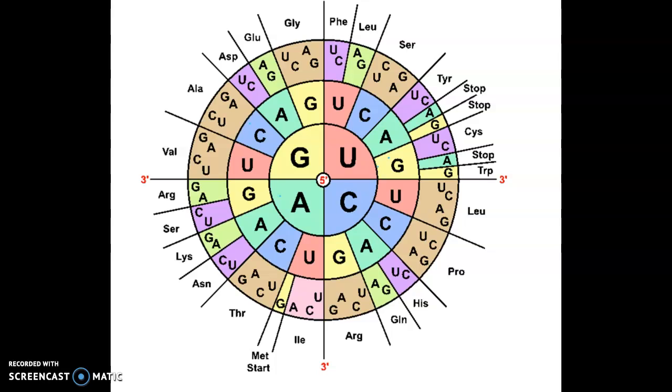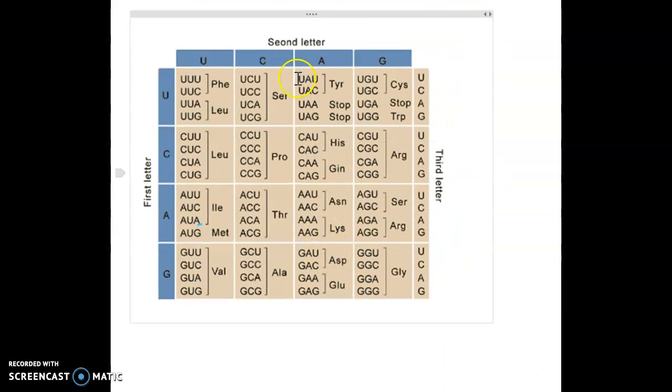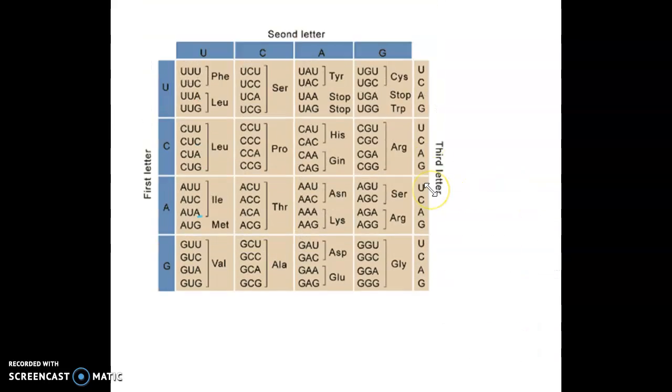Okay, so before we get into our examples, I do want to make sure that we know how to read a codon chart. There are two types of codon charts that you may see. The first one being this circle, and then the second one would be a codon chart that is similar to this one, where you would have first letter, second letter, and then third letter.